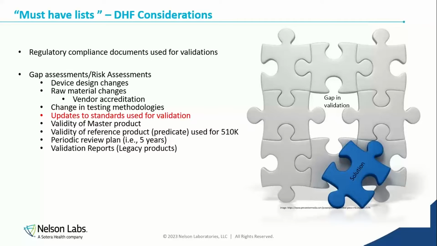Periodic review, I cannot emphasize more about periodic reviews. This should be done at least every 5 years. For reusables, maybe every 3 years is a good mark to go back and look at, because we're moving so fast in standards, that you want to go back and see what you're validating, and is it still compliant? Is the test method still compliant?